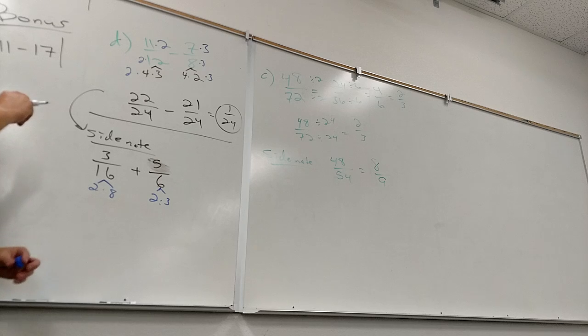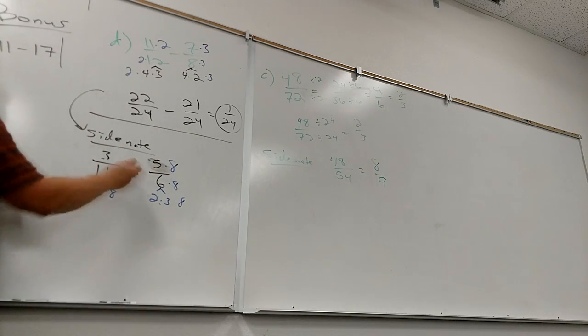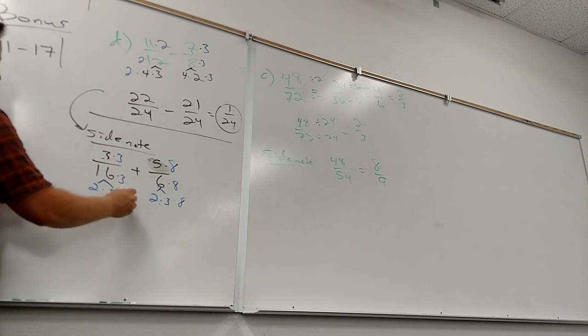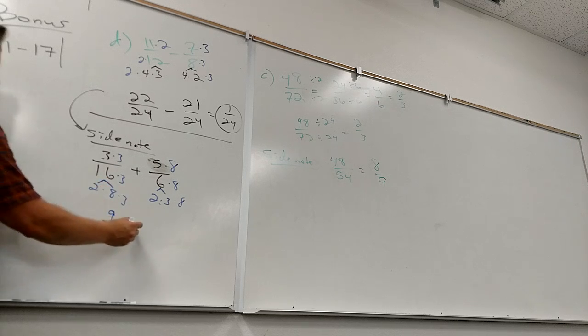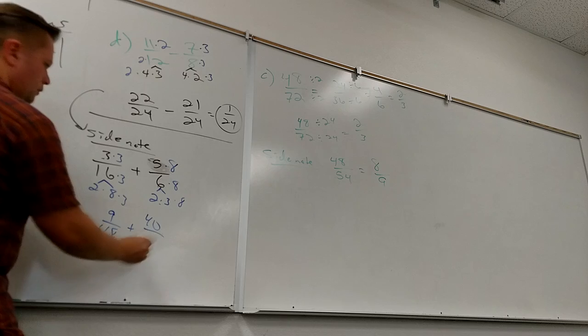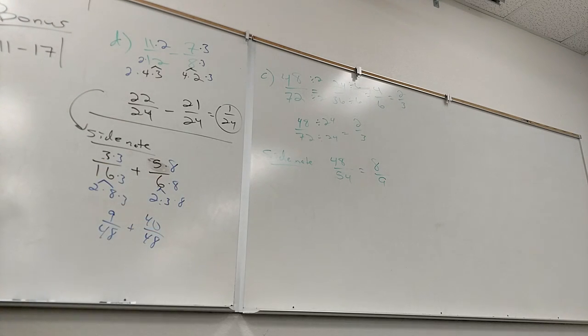Do you see what I'm saying? This will work no matter what. He needs an 8, and the other needs a 3. So I get 9 over 48, plus 40 over 48, since 6 times 8 is 48. Kind of makes sense. If you give them each what the other one's got that they're missing, they're going to end up with the same stuff.